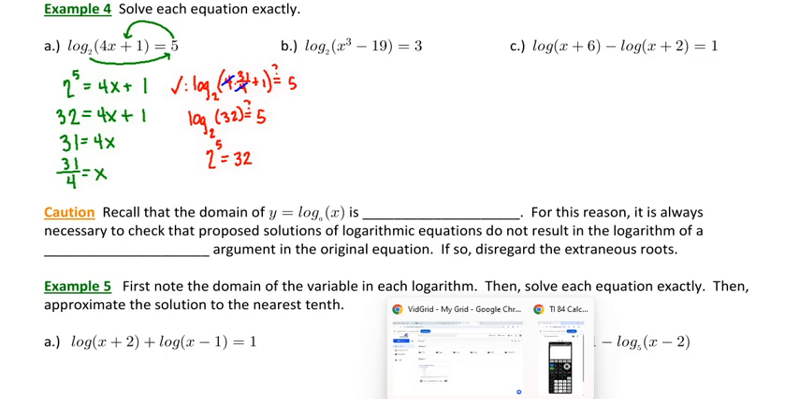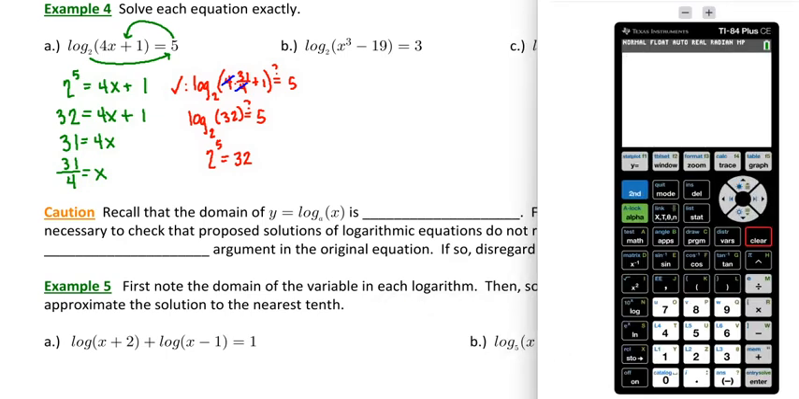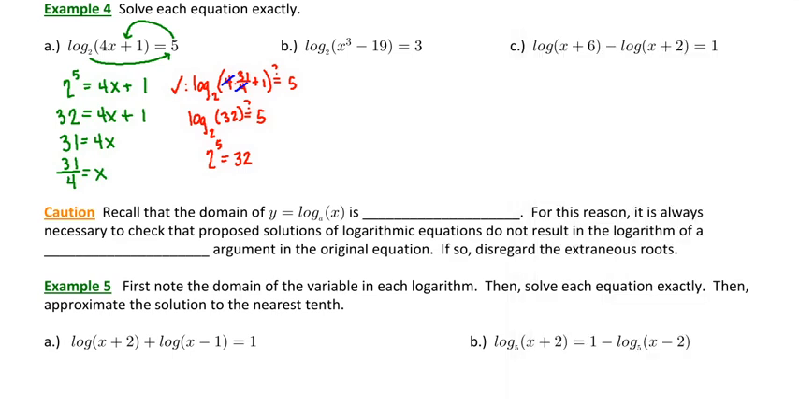Another simple way to check your equation is just to use that combo math alpha math with your calculator and type in log base 2 of 4 times our answer, 31 over 4, plus 1, and the calculator also evaluates to give us 5. Let's try our next example. So we have log base 2 of x cubed minus 19 equals 3.